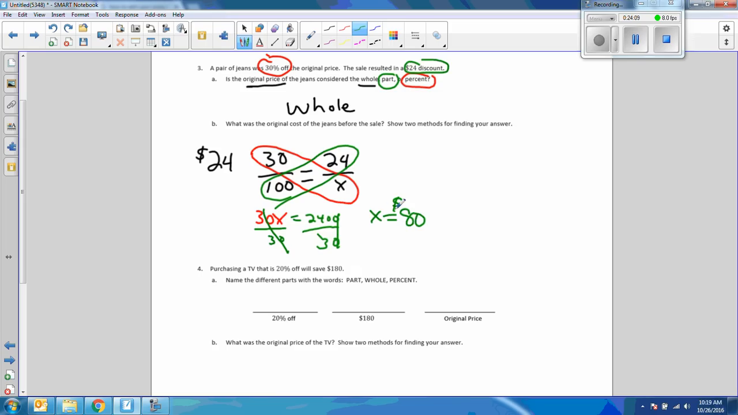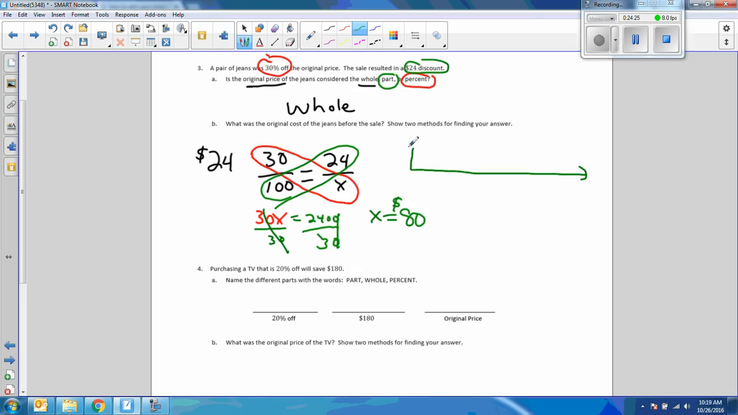30% of 80 is 24. 8 times 3 is 24. And subtract 24 from 80 and you get the sale price. Okay, so the sale price was $56. Another method again would be the two-line diagram.